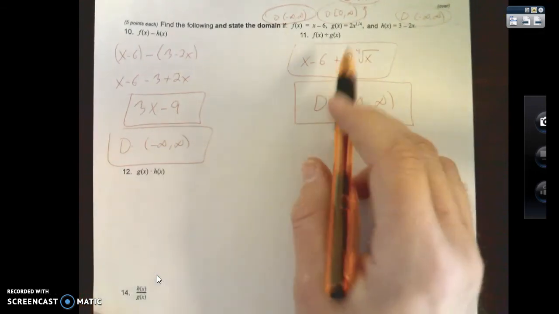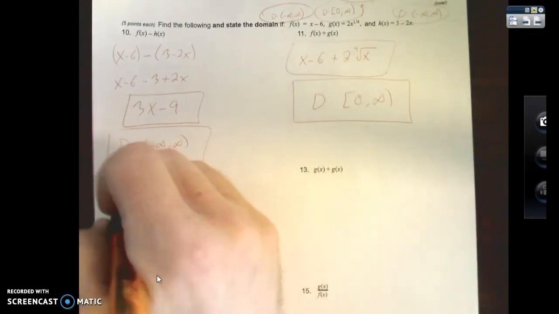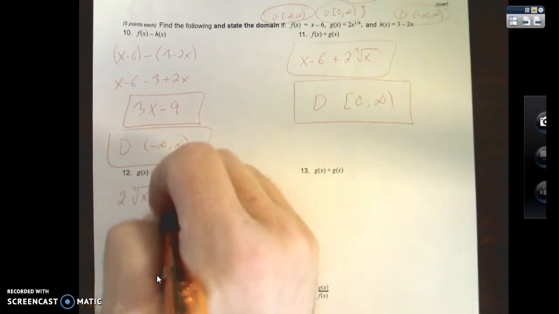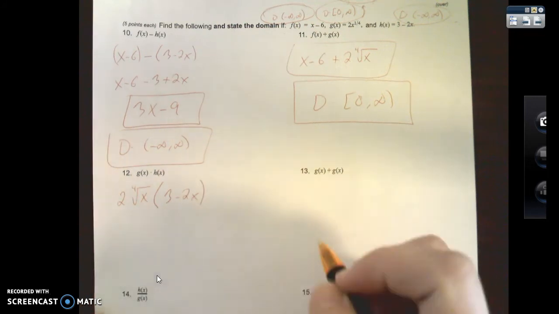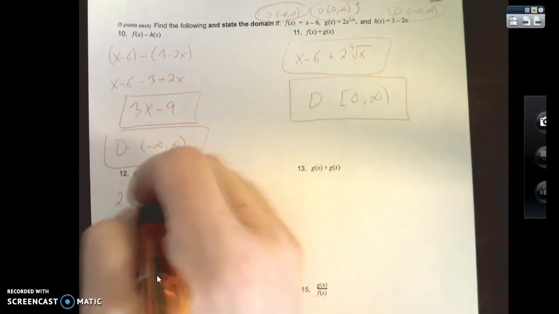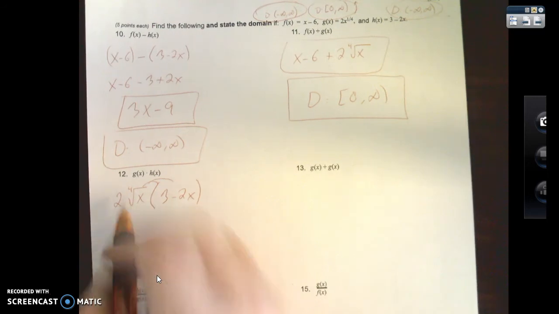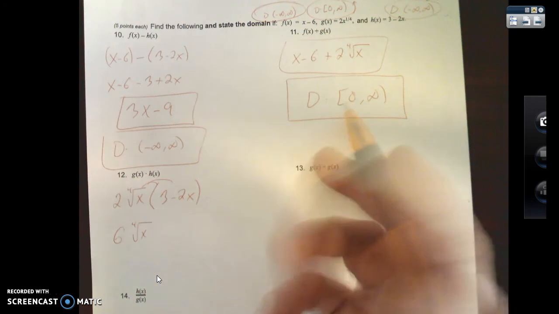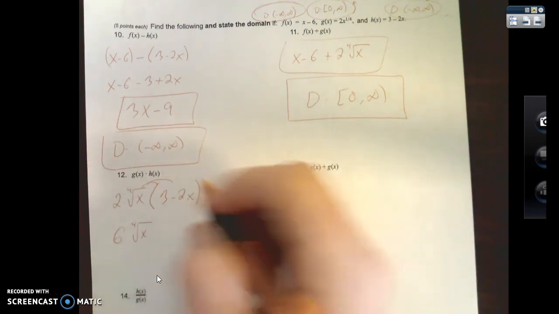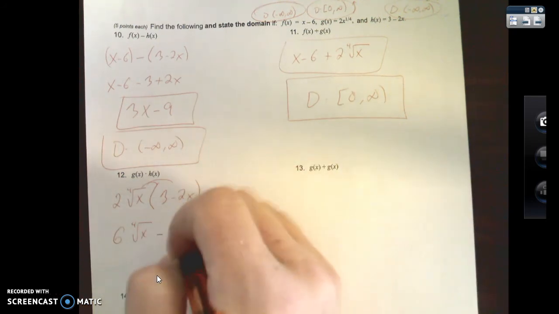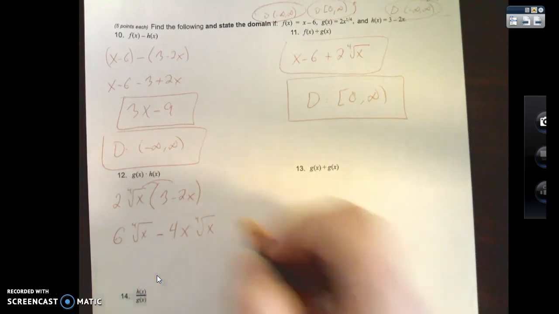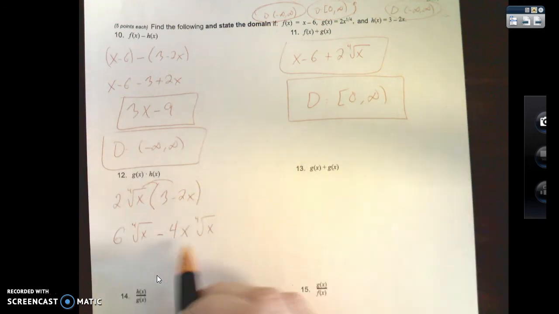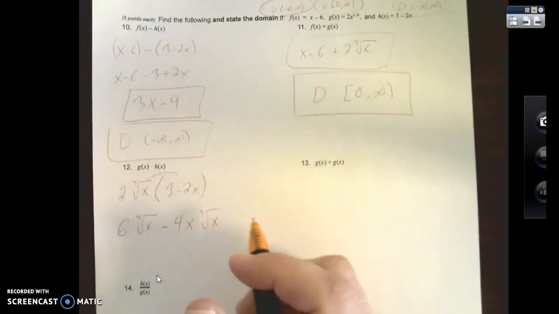G of x times h of x. So I got my 2 fourth root of x times my h of x, which is 3 minus 2x. Okay, I can just show you guys this. You can distribute this in. This would give me 6 fourth root of x. I just multiply the numbers. The fourth root of x hangs there. And then over here I'd have minus 4x fourth root of x. Okay? And you're good there. You could technically combine them, but this is the cleaner form.